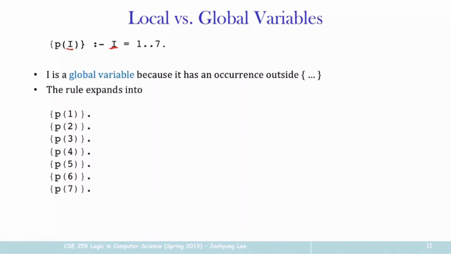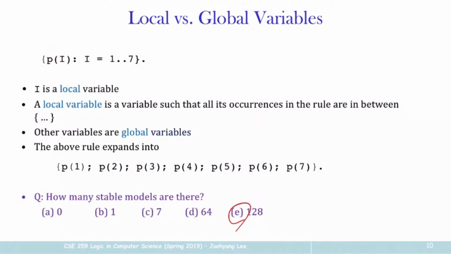Right? So you have I equals 1 to 7. So when I equals 1, you get P of 1 choice. I equals 2, P of 2 choice, and so on and so forth. So just contrast this with this one.